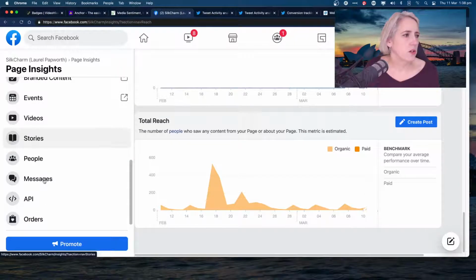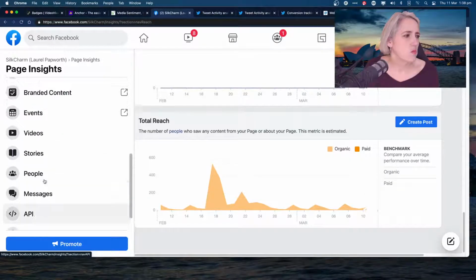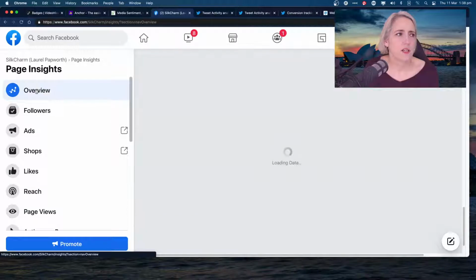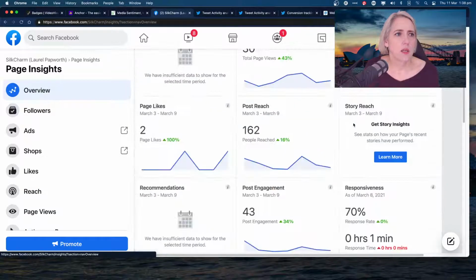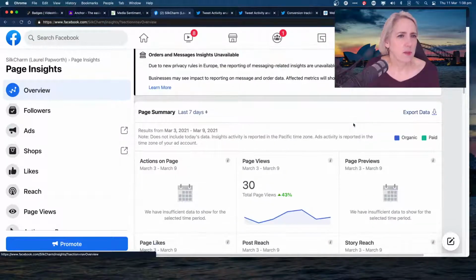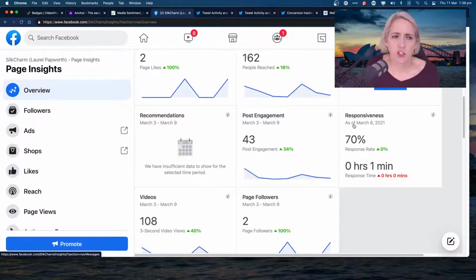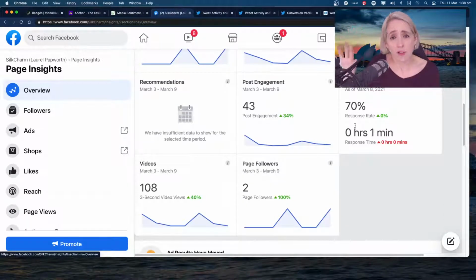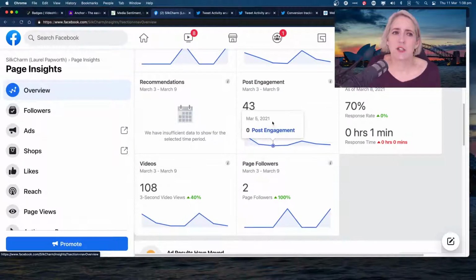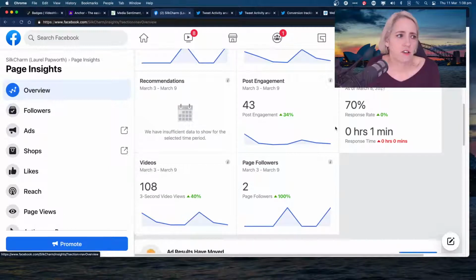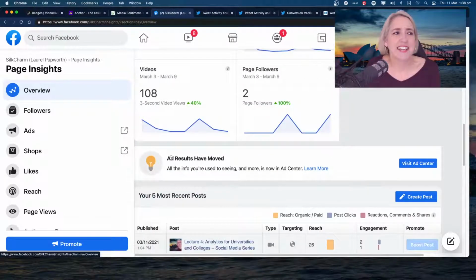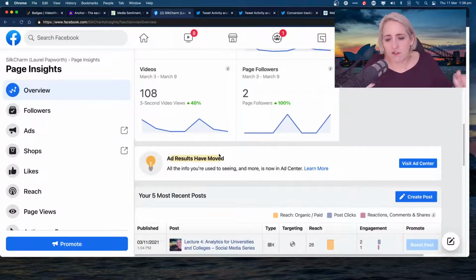Is there anything else I want to show you in here? I don't think so. Normally I rattle through all these, but a few things have changed recently. And as all of this gets pulled into Creator Studio, I think we're going to see it all completely rearranged. So if you're watching this in the future, hi, how's COVID? And you will need to find these bits and bobs in Creator Studio, or see, ad results have moved. They're gradually moving everything under Business Suite and Creator Studio.